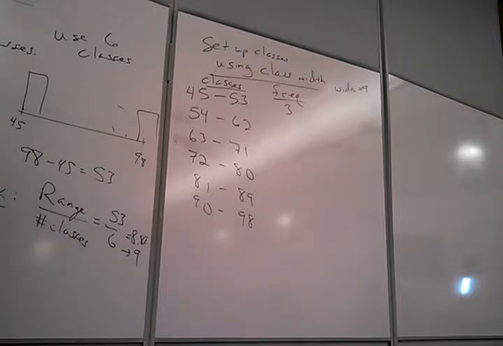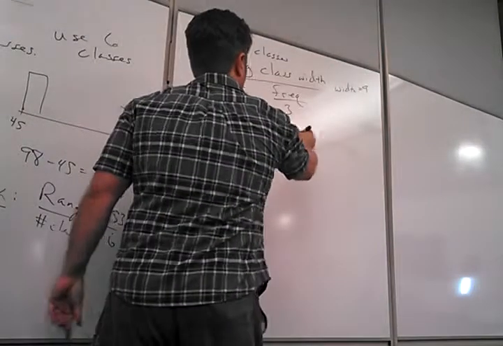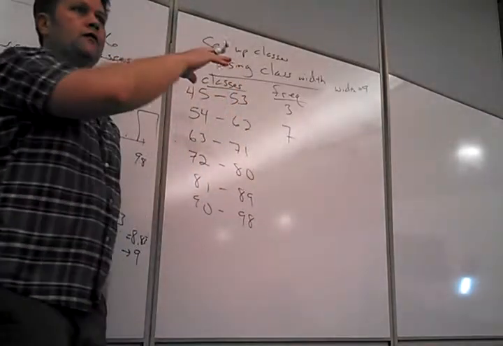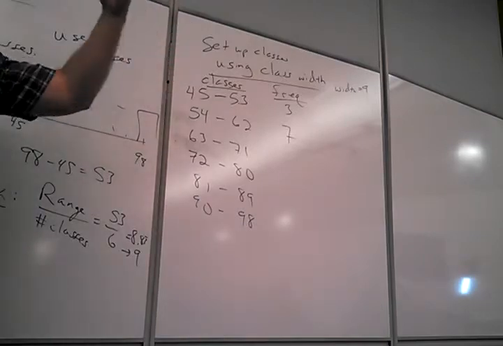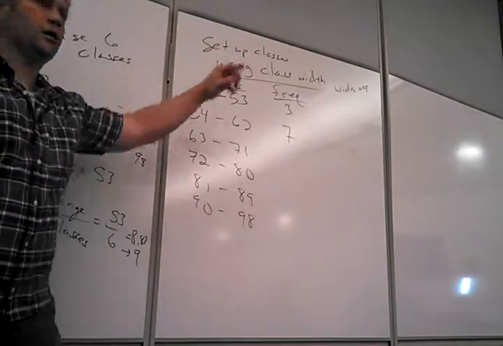7. Cool. So there's 7 grades that fit between 54 and 62. One year I had a student that just had all 8s here. He just said, well, there's 8 grades that fit. No. It's how many actual grades I see fit in those classes, right? Otherwise, every histogram would look the same. That'd be kind of crazy.